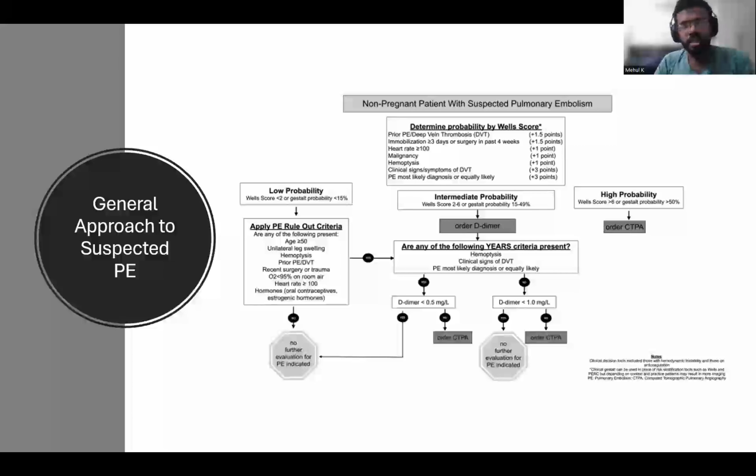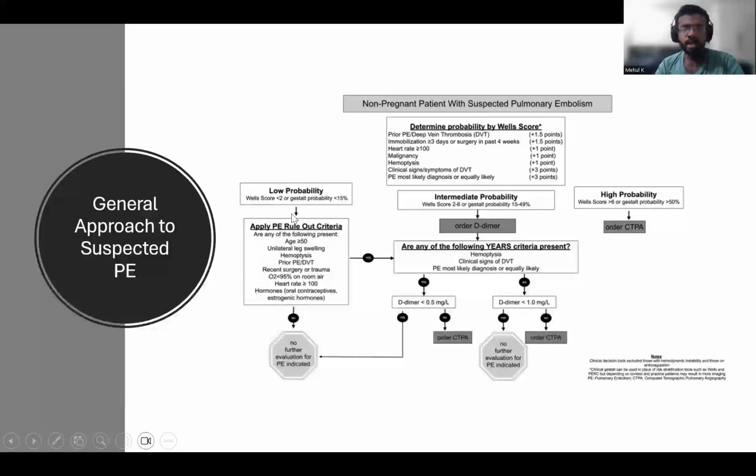So it mentioned the approach to a suspected pulmonary embolism. The approach always starts with the Wells score, and based on the Wells score, we'll divide it into low probability, intermediate probability, and high probability. And the most important thing that people don't understand is that you do not do a D-dimer in low probability. If the Wells score is less than 2, you do not do a D-dimer.